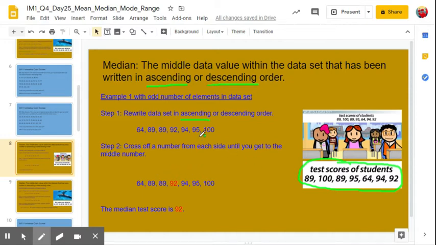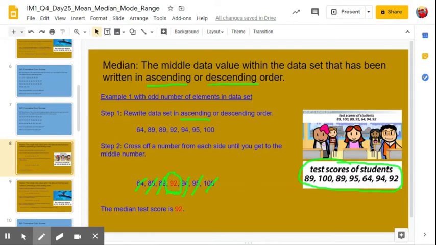And in this example, we have an odd number of elements. So as we go through this process, we'll get to just a number in the middle. And you can already see it because I have it color-coded already, but let's go through the process. So smallest number, 64, biggest number, 100. Let's take those out. Next smallest number, 89. Next largest number, 95. Next smallest number, 89. Next largest number, 94. Since we have an odd number in our data set, we come out with the number in the middle. A lot of times we'll circle it, that is our median.